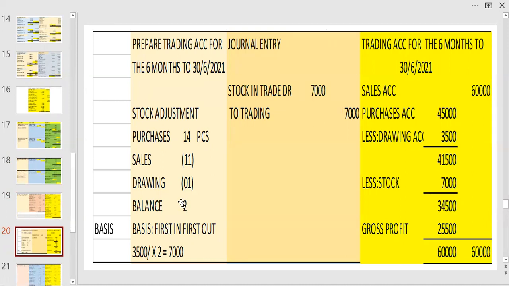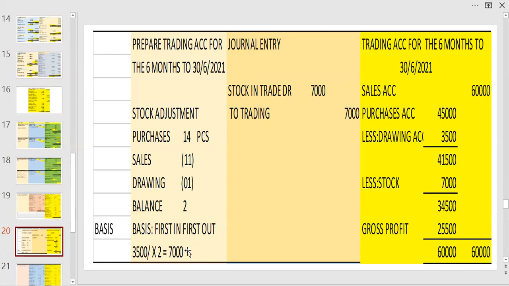Since the basis given here is first in, first out, we will have to arrive at the right valuation. The first 8 watches were purchased at the rate of 3,000. Since sales were exceeding 8, sales being 11, all that we purchased at first are said to have been disposed. So the valuation for the stock is 3,500.